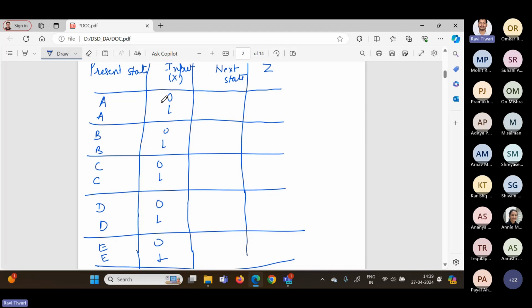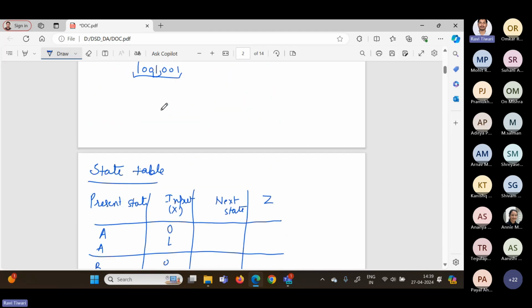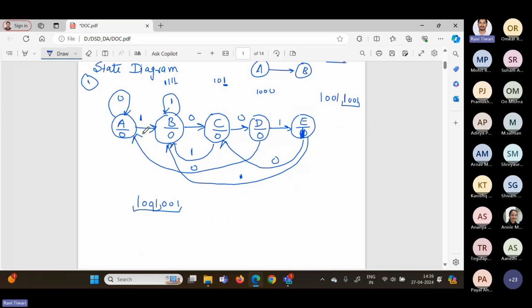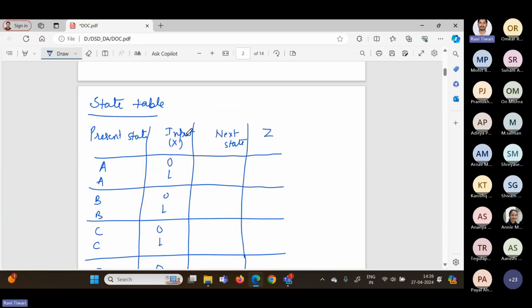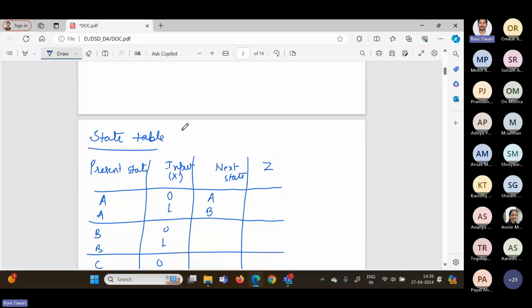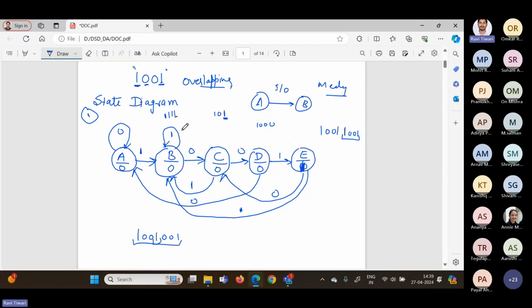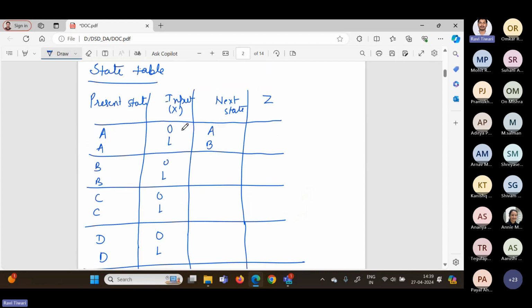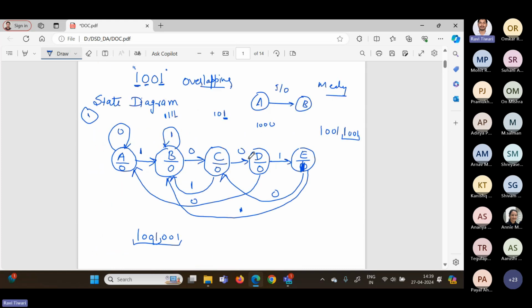Now we have to check the next state. If you are in state A and you get 0, you will remain in the same state, that is A. And if you get 1, you will move to the next state B. So here it is A and this is B. Similarly, if you are in state B and you get 0 and 1, you will move to either C state or B state.